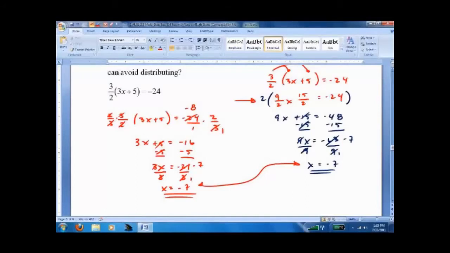So, I'm just going to plug it in up here. 3 times negative 7 plus 5, that's negative 21 plus 5 is negative 16. 3 halves times negative 16, that's negative 8. 3 times negative 8 does equal negative 24. So check. Always check your work. It takes an extra 10 or 15 seconds. Saves a lot of problems.